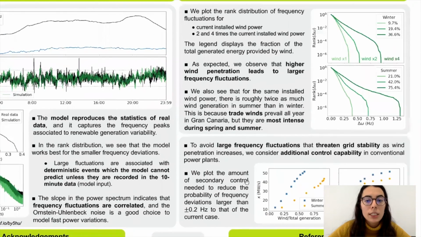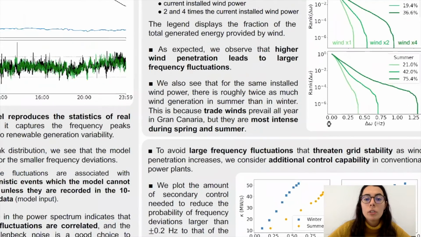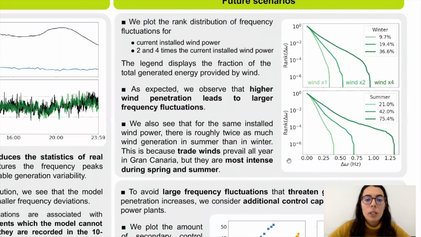The next step in our study was to increase the amount of renewable generation in the system. This is what we have here. We plot the rank distribution of frequency fluctuations for different amounts of installed wind power. This is for the current installed wind power, and the other two are future scenarios where we would have 2 and 4 times the current installed wind power. What we see, both in winter and summer, is that as we increase the installed wind power, frequency fluctuations also increase. In fact, they increase so much that they threaten grid stability.